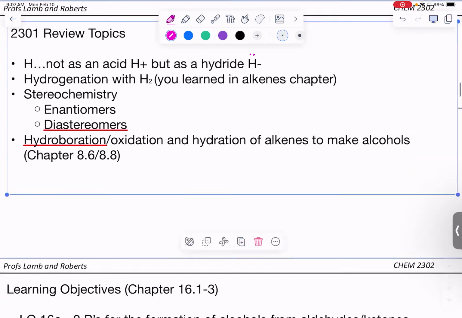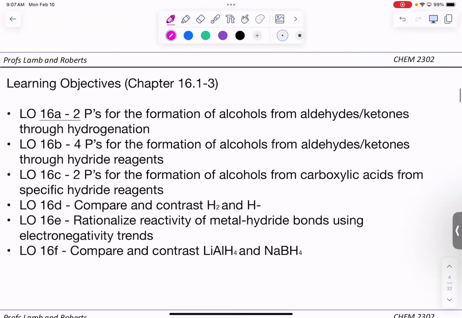All right, so we've moved into another chapter, actually, chapter 16. So we'll do just a quick recap of chapter 15 today, and then get started on these learning objectives about how to make alcohols. Alcohols are a really important functional group that we see all the time, and we already learned how to make alcohols with organometallic reagents, but here's a number of different ways we can do that.